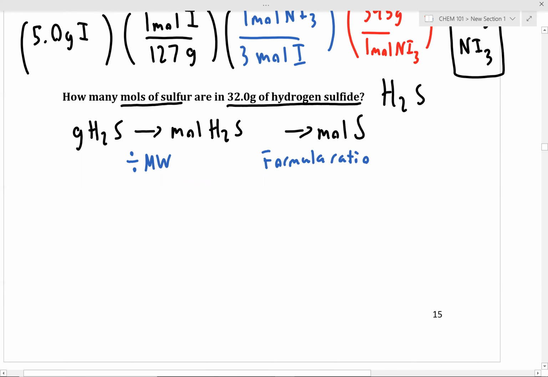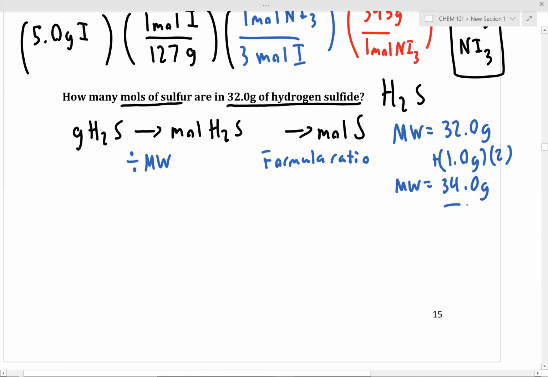So looking at our molar mass, we know sulfur has a mass of 32 grams, hydrogen has a mass of 1.0 grams, and how many hydrogen atoms do we have? 2. That in turn gives us a molecular weight or molar mass of 34.0 grams for every 1 mole of H2S. We're now ready to execute on this conversion.